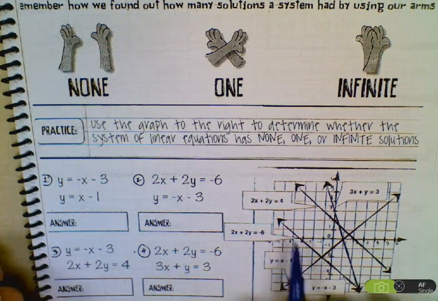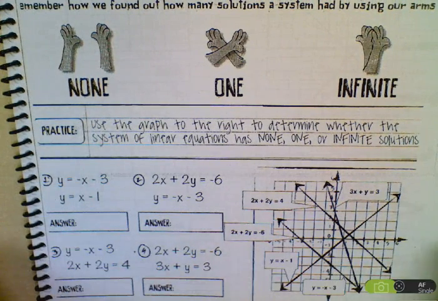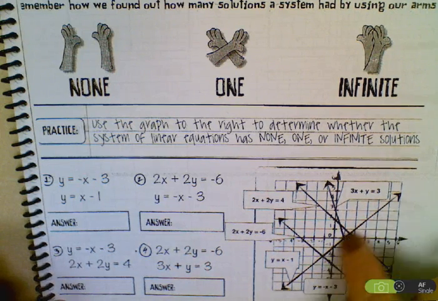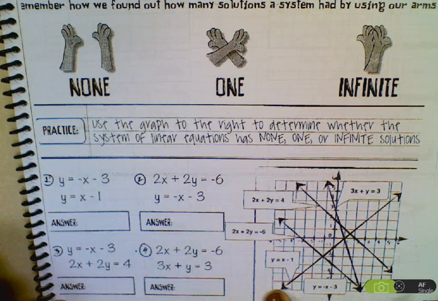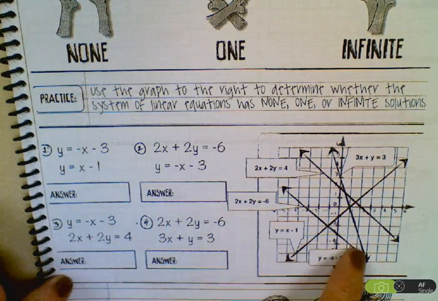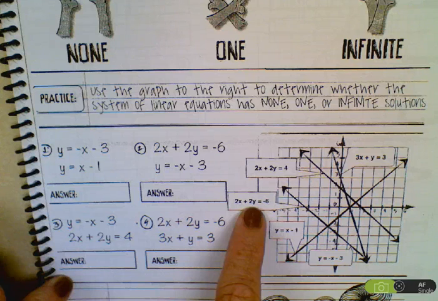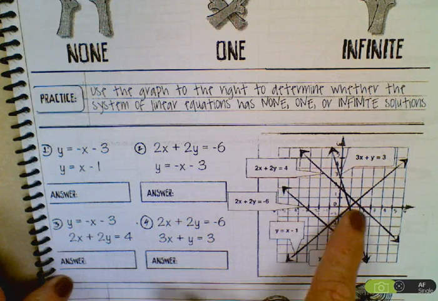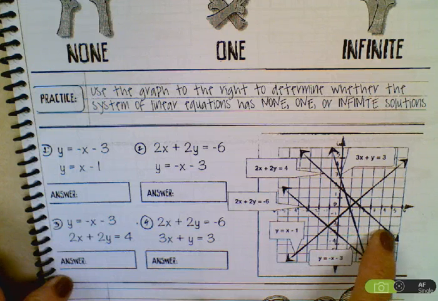We're going to use this graph down here to determine how many solutions each one has. They've already graphed the lines for us, and we can see which ones these represent. Let's start with this one. This is the line that represents y equals x minus 1. This line represents y equals x minus 3. This right here represents 2x plus 2y equals negative 6. This line is 2x plus 2y equals 4.